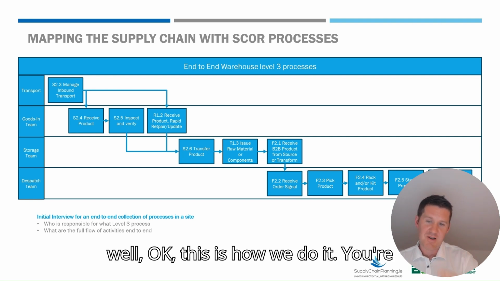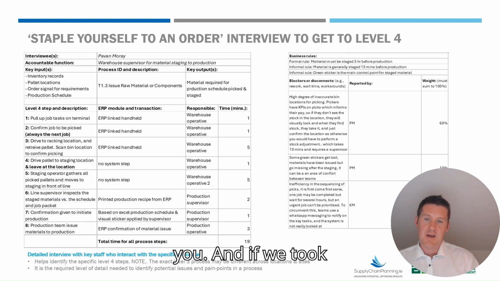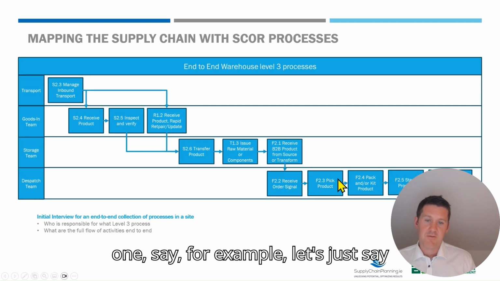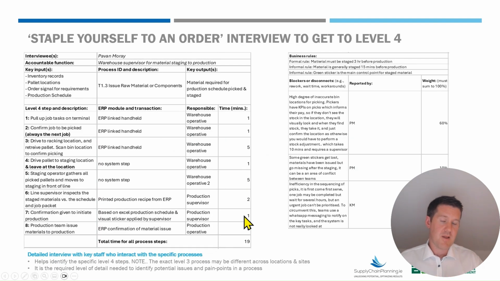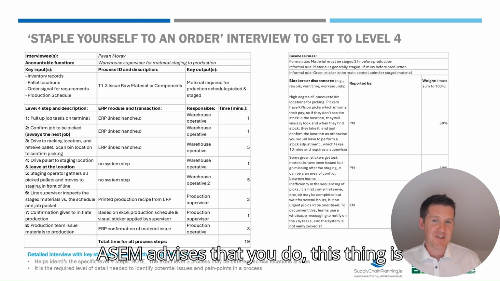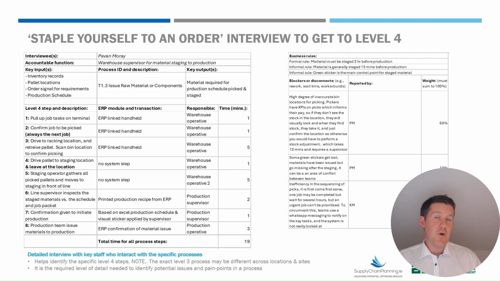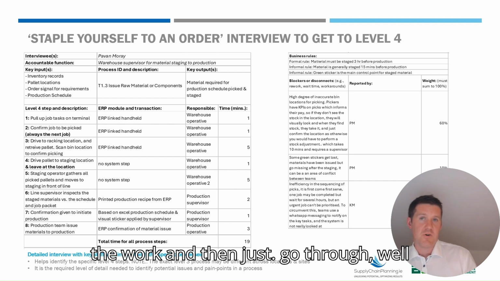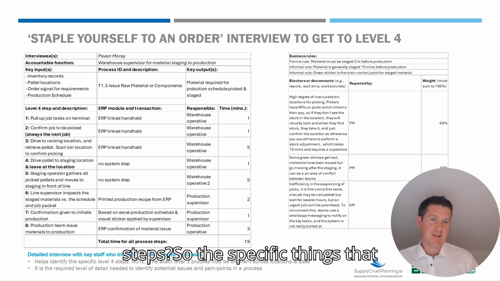And if we can all say, well, okay, this is how we do it, you're now bringing people on the journey with you. And if we took one, say, for example, let's just say this issue raw material components, for every one of these, what ASCM advises that you do, this thing is called a staple yourself to an order, which is, again, talk to the people who do the work, and then just go through, well, what are all the different level 4 steps? So the specific things that everybody does.